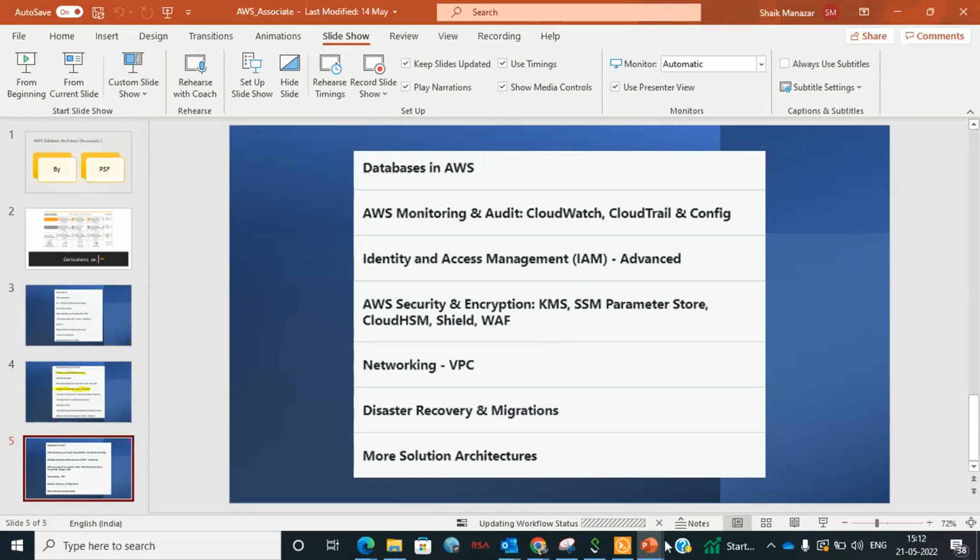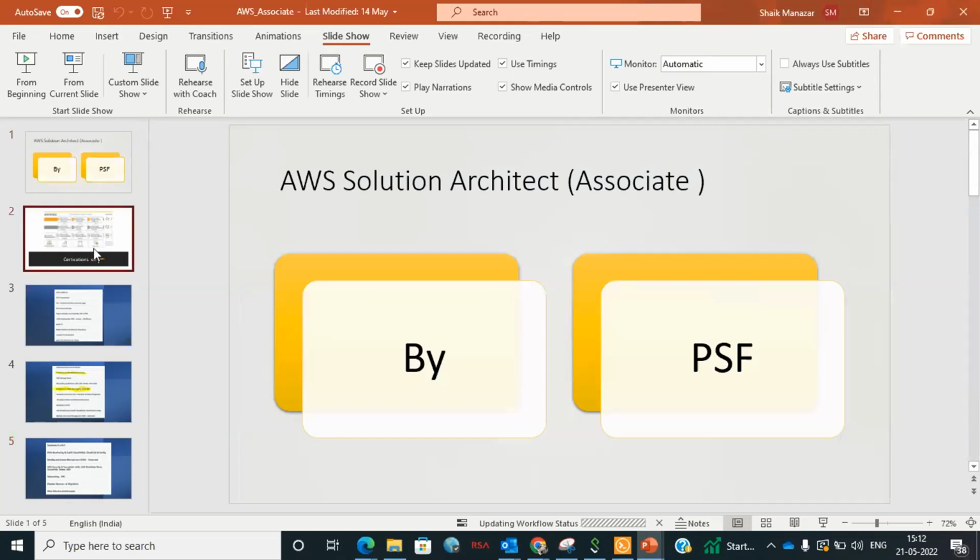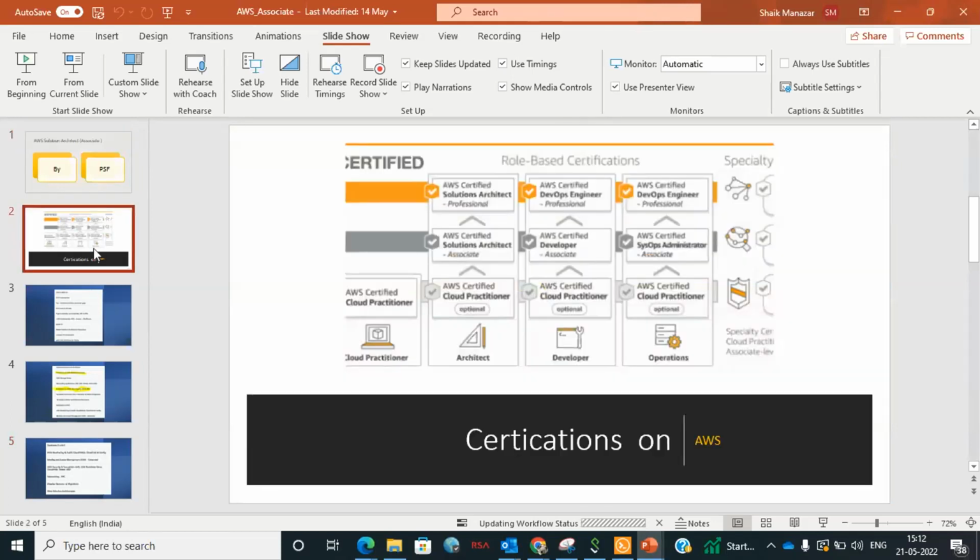So this is about AWS Solution Architect Associate. As I said, I will be the trainer. In total, I have 15 years of experience, not in teaching, but in the IT industry. So I'm part of the PSF, and that's why I'm interested to teach this course. But the only thing I'm expecting is a serious audience.